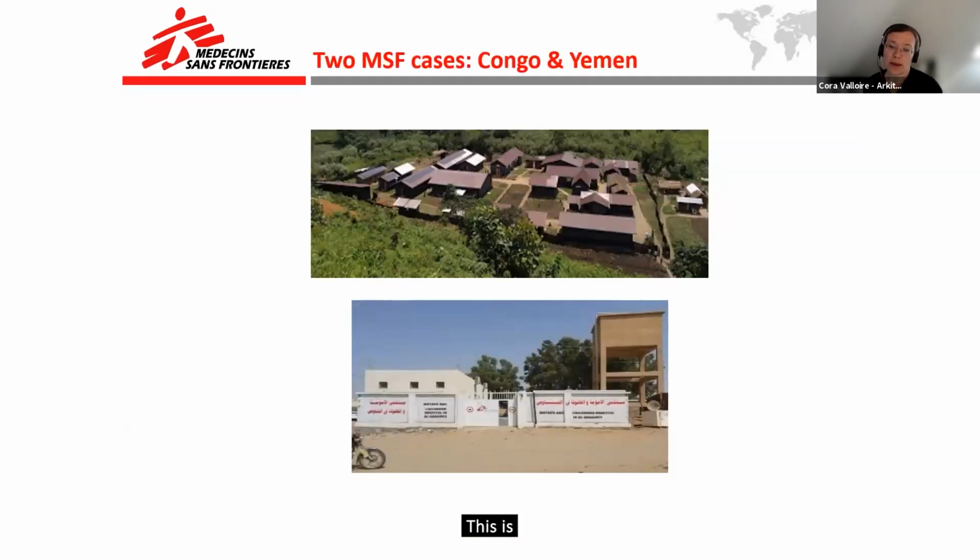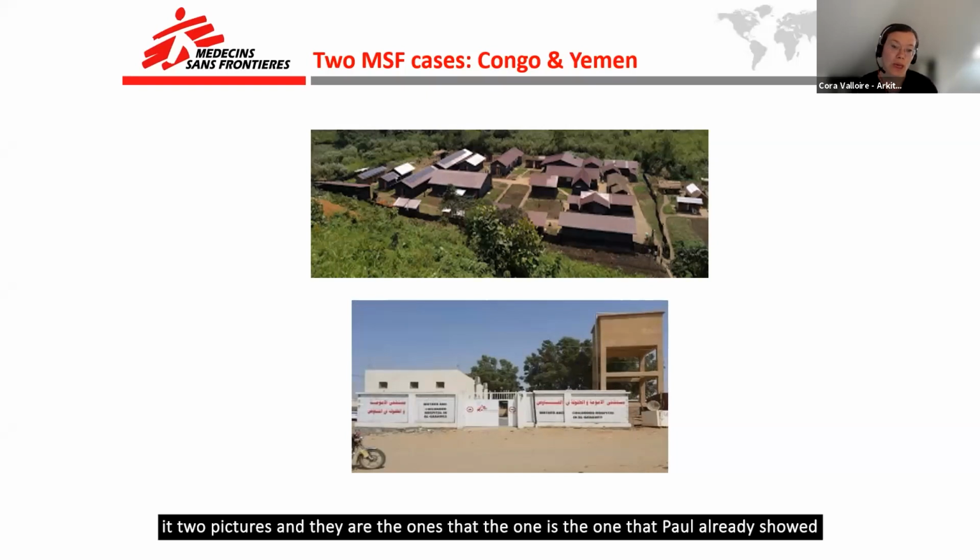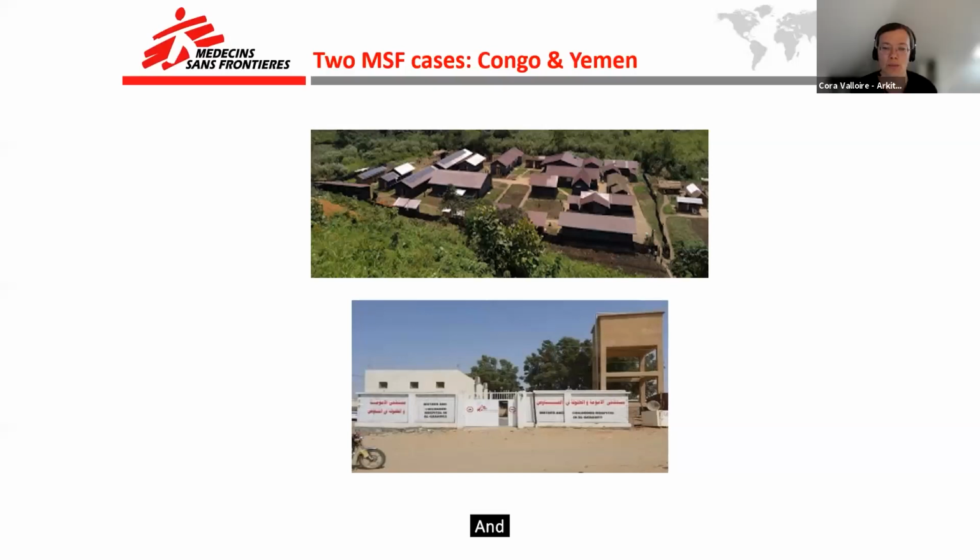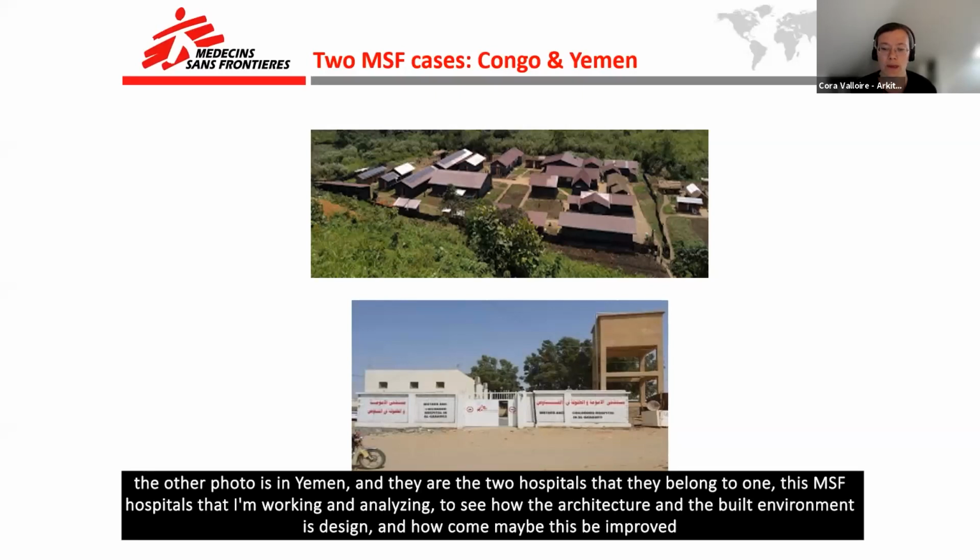This is 2 pictures, and they are the ones that, well, one is the one that Paul already showed, is Kusisa in Congo, and the other photo is in Yemen, in Al Cannabis. And they are the 2 hospitals that they belong to.